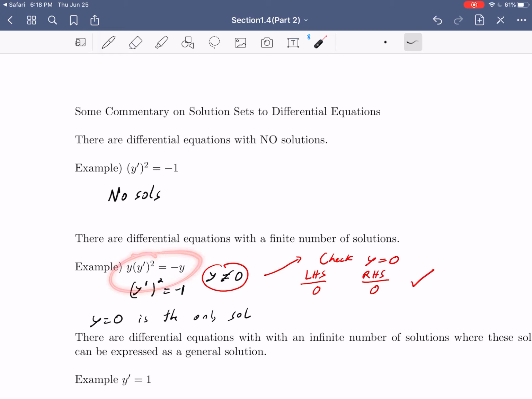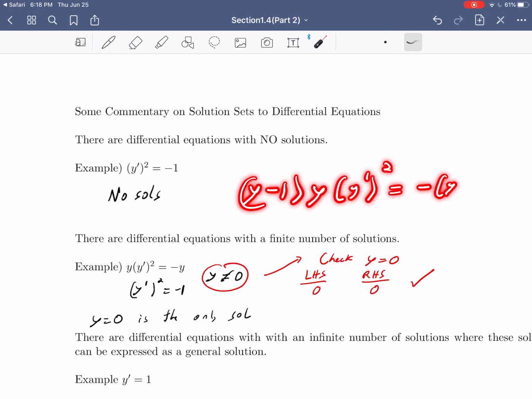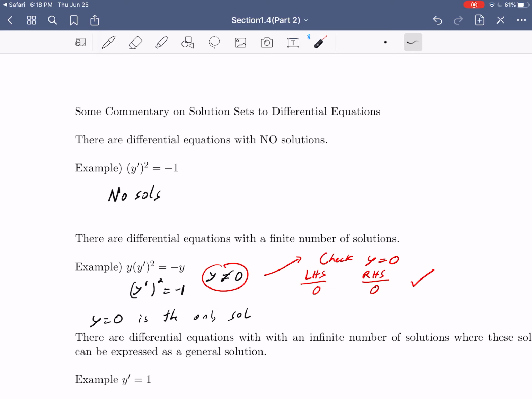Yeah, you could just keep stacking onto this. If we wanted 2 solutions, we could do the example (y - 1) y prime squared equals negative (y - 1) y. And then you would divide by y minus 1 and y. And then you'd have the solutions y equals 0, y equals 1, but that's it. So when we say finite number, we mean any finite number. There are differential equations out there with 1 solution, 2 solutions, 17 solutions, whatever. Any finite number, you can find a differential equation that has that many solutions.